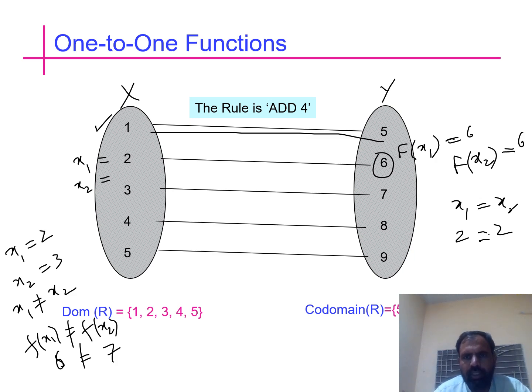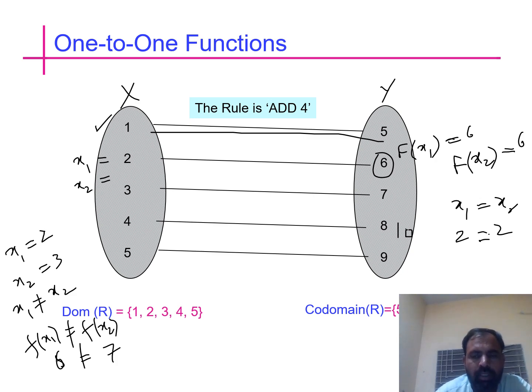Here, if we discuss another entry, 10, for example, we put here 10, 5, 6, 7, 8, 9. So the domain of this function is the whole set X, and the codomain is the whole set Y, and the range of this function is only 5, 6, 7, 8, and 9, and 10 is not in the range.